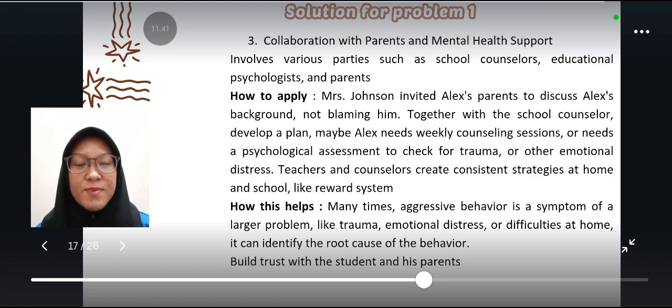How does this help? Many times, aggressive behavior is a symptom of larger problems like trauma, emotional distress, or difficulties at home. It can identify the root of the behavior and build trust with the student and his parents.